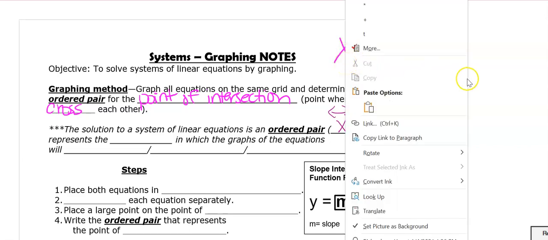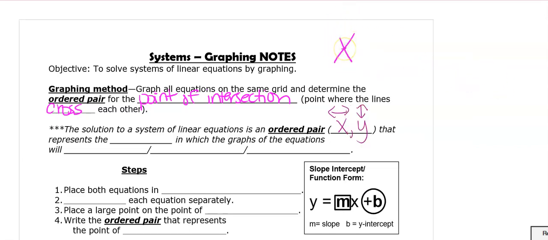The solution to a system of linear equations is an ordered pair (x, y) that represents the point in which these systems of equations will intersect, cross, or be the same.